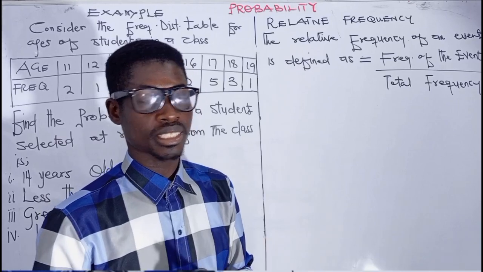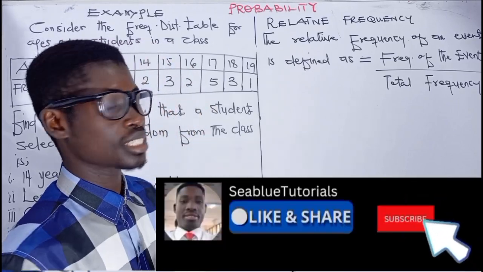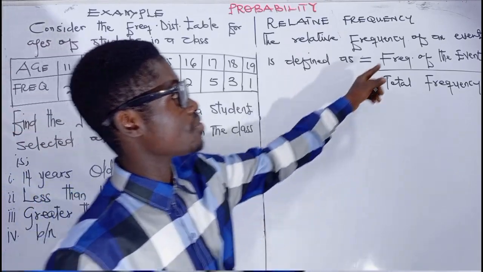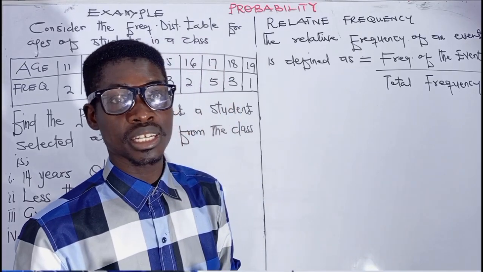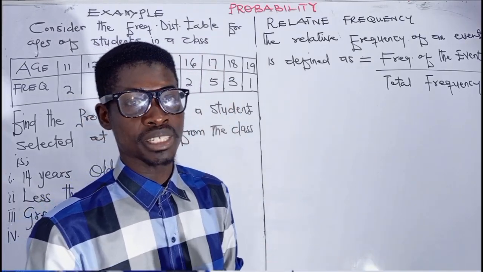So let's get started. To find the probability from a frequency distribution table such as this, all we have to do is to find the frequency of that event all over the total frequency, and then you are good to go. Very easy, as easy as ABCD.